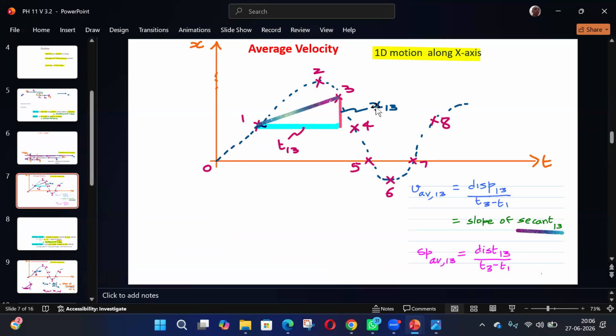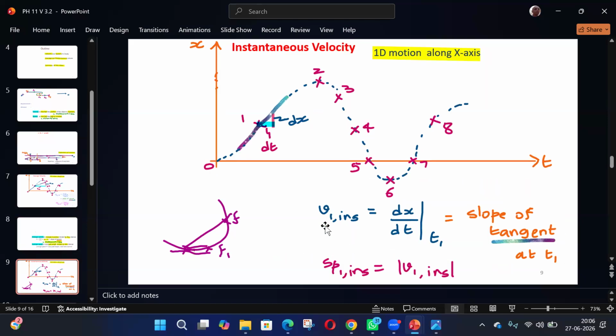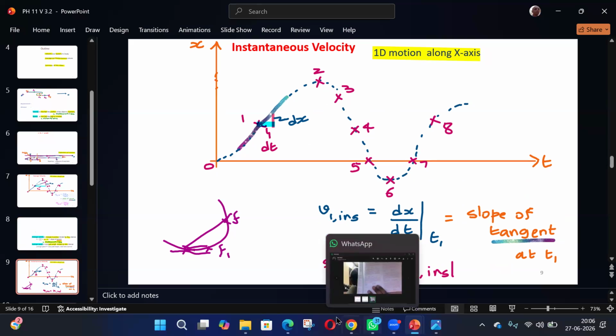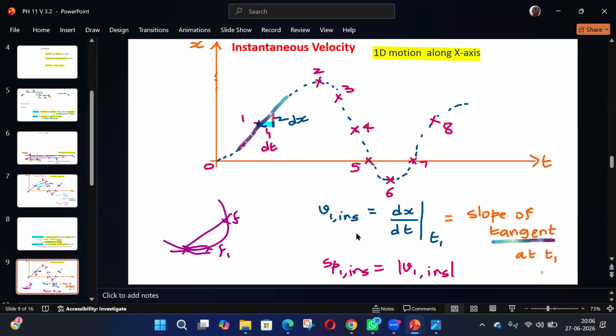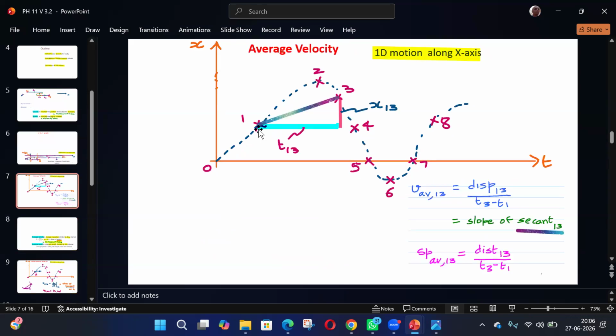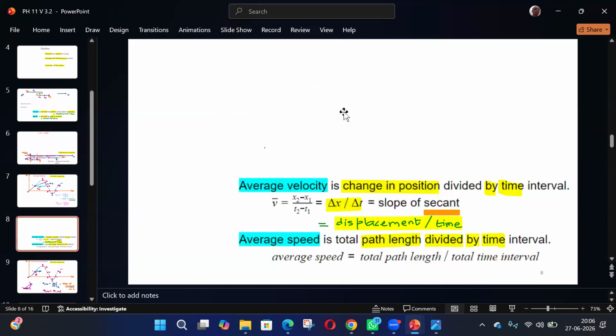This is the secant, and suppose this point 3 is coming nearby. In the limit, when it comes very close, this secant will become a tangent. So instantaneous speed or velocity is the slope of the tangent at that particular time instant. The secant is for the average over a time interval. The slope of the secant is the average velocity between the two time instants.